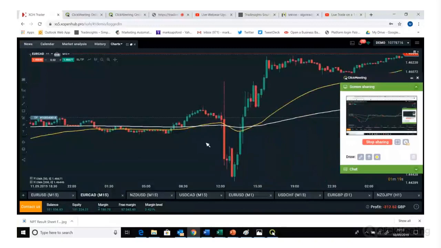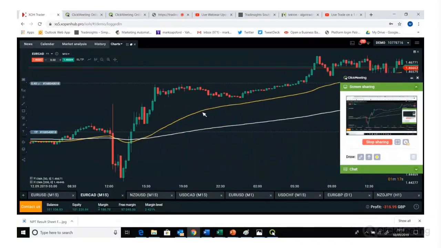Usually when the fast is above the slow like this, price is going up. And when the fast is below the slow, price is going down. So in order for them to switch like that, they have to cross each other. Notice what happens when they cross. Price normally falls quite hard. So we can create a strategy based on that.